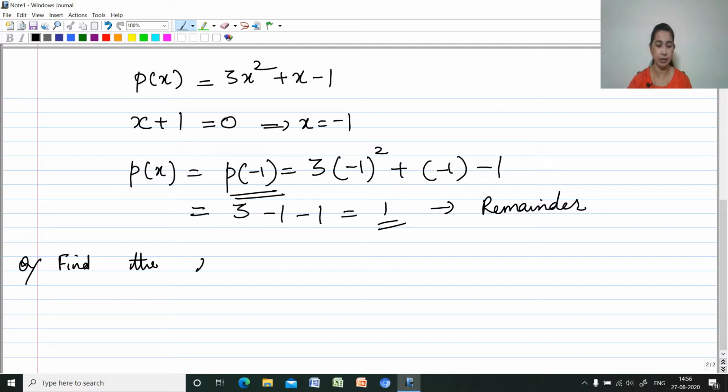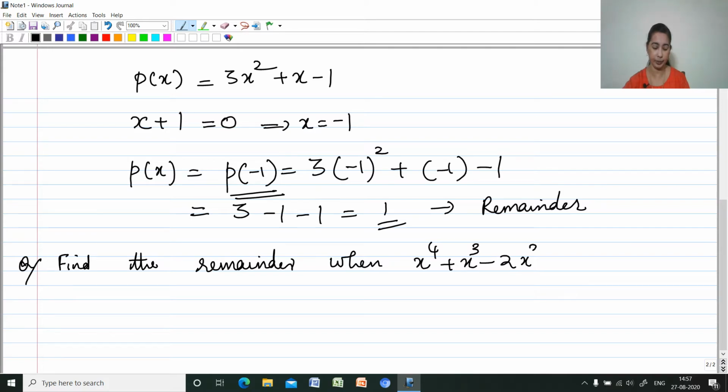Find the remainder when x raised to 4 plus x cube minus 2x square plus x plus 1 is divided by x minus 1. So we are only asked for the remainder. So we only have to use the remainder theorem. No need of long division if only the remainder is asked.